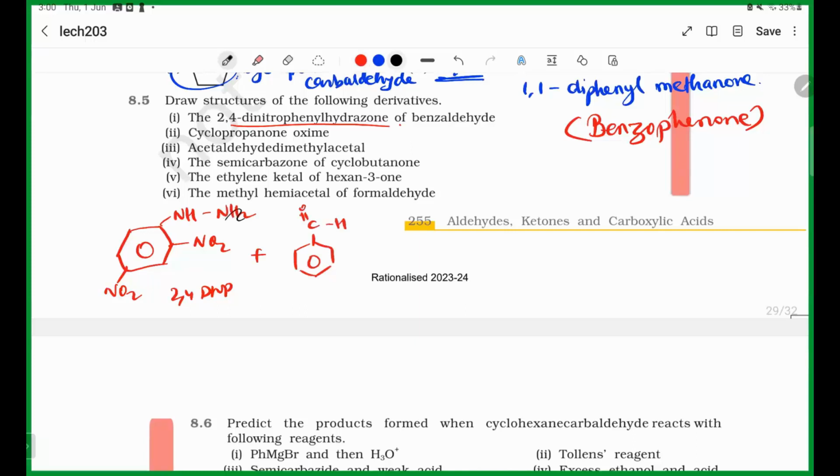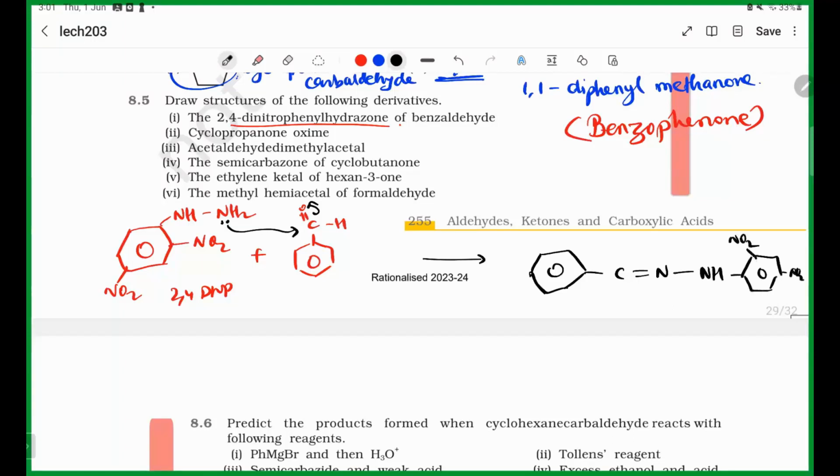So you have the nitrogen electrons attacking, right? But we already know the process, so I won't do the mechanism all over again. It's going to be C double bond N, NH, then the phenyl with NO2. That is the structure of the 2,4-dinitrophenylhydrazone.